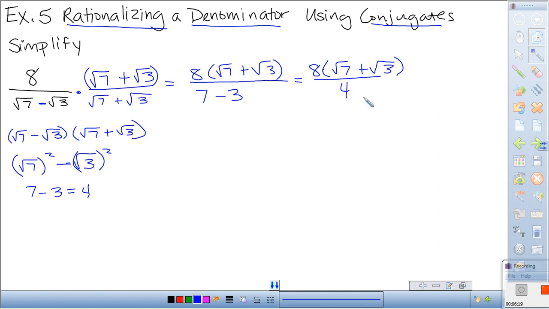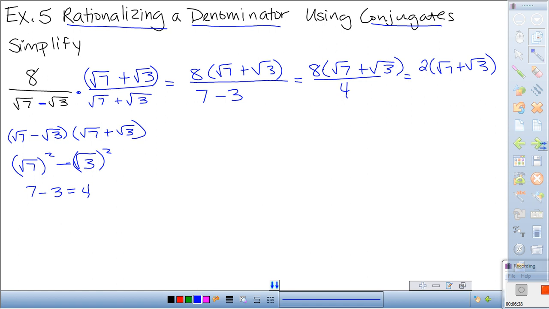Now we always want to check and see if we can simplify. It's a good thing we didn't distribute, because then we'd have to do more simplifying than just having 8 on the outside. So we can simplify 8 divided by 4, which is just 2. So I get 2 times the quantity, the square root of 7 plus the square root of 3. And you can leave it like that since there's nothing else we can really do with it.